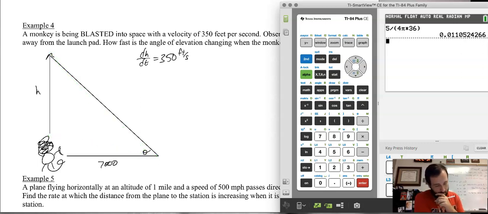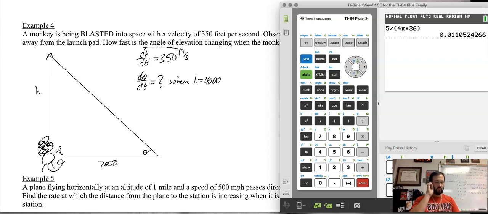Okay. Now, it's asking specifically when the monkey is 4,000 feet vertical, how fast the angle of elevation is changing. So I'm saying d theta/dt equals what when the height is 4,000? So I need a relationship here, especially since I'm looking for d theta/dt. I need a relationship that I can use my angle in.